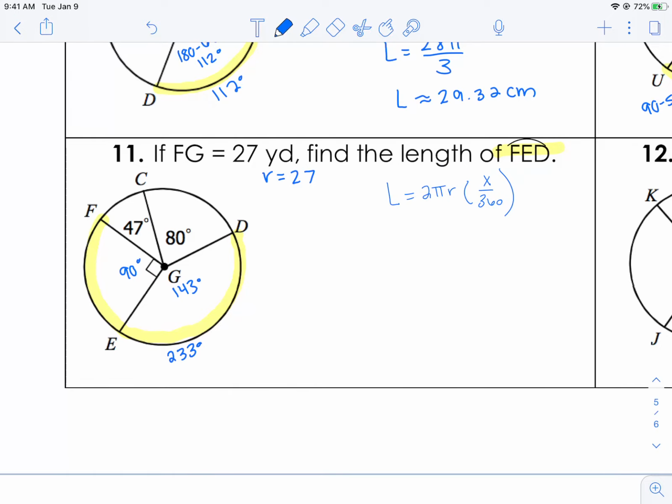Okay, plug it in. So I get length is equal to 2 pi times 27 times 233 over 360. I'm just going to plug that straight into my calculator. Just make sure you're using parentheses, and you should get 109.8 yards.